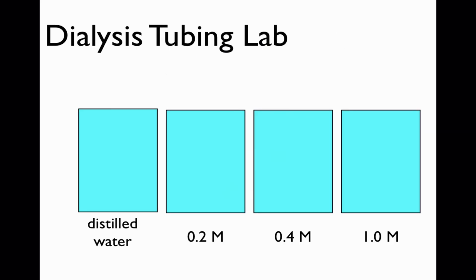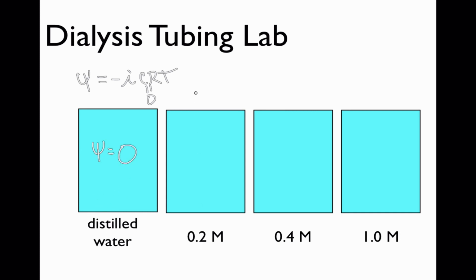Now, what is the psi of these environments? So the psi value for this one is negative iCRT. The distilled water has no solute, so that means the concentration is going to be equal to 0. So the psi value here is going to be 0.